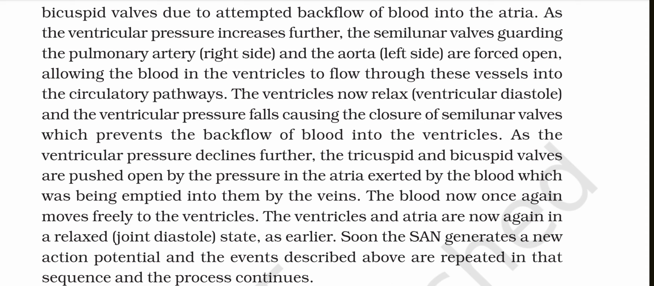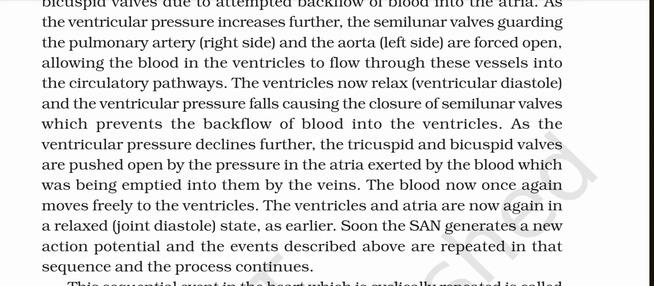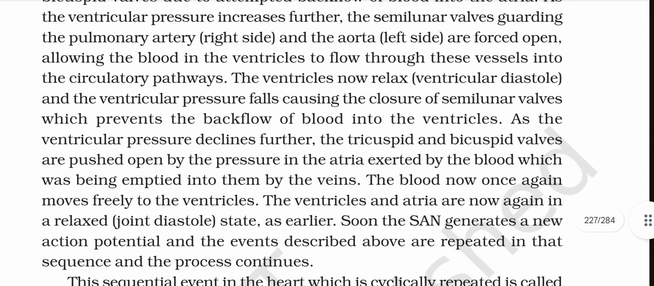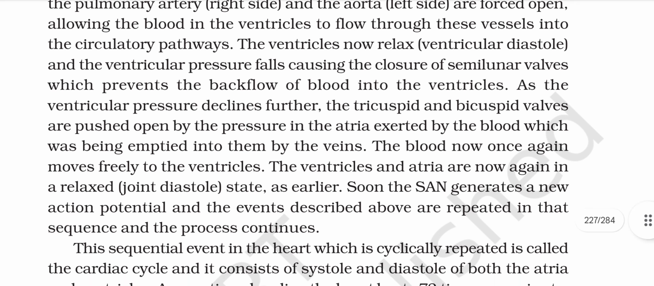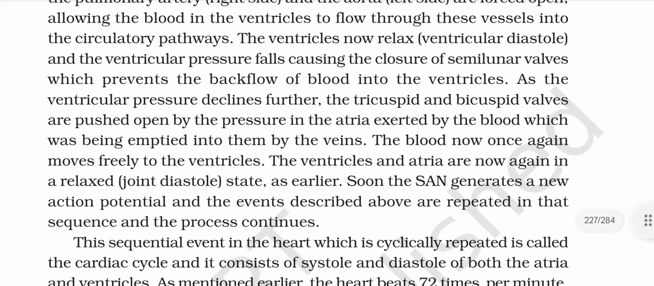As the ventricular pressure increases further, the semilunar valves guarding the pulmonary artery on the right side and the aorta on the left side are forced open, allowing the blood in the ventricles to flow through these vessels into the circulatory pathways. The ventricles now relax, ventricular diastole, and the ventricular pressure falls, causing the closure of the semilunar valves, which prevents the backflow of blood into the ventricles.